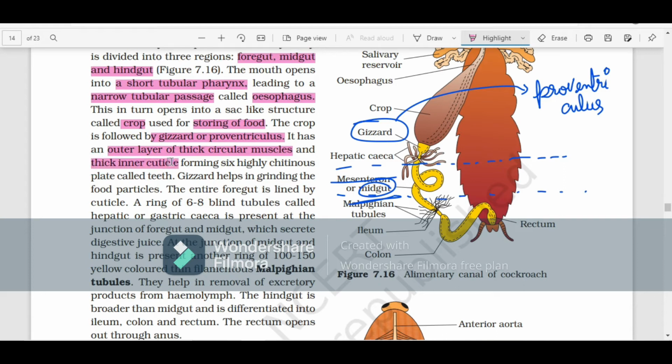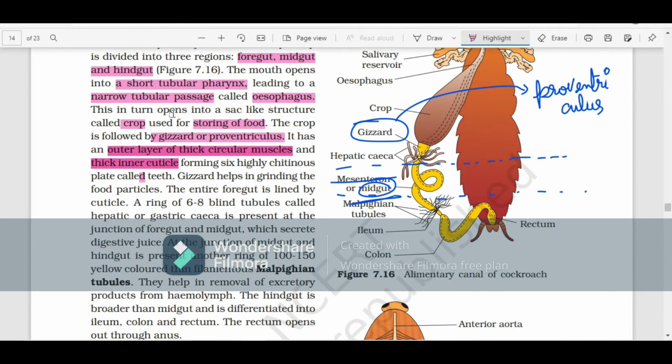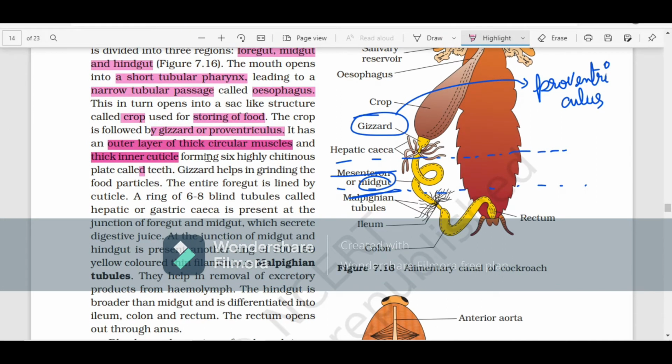The reason for this cuticle is that the cockroach is omnivorous. It eats anything, it eats plastic, various kinds of things. So it needs protection because the digestive system could be damaged by the food that it eats. That's why there's this thick inner cuticle which is going to protect it. Both the muscle layer and the cuticle are thick, forming six highly chitinous plates called teeth.